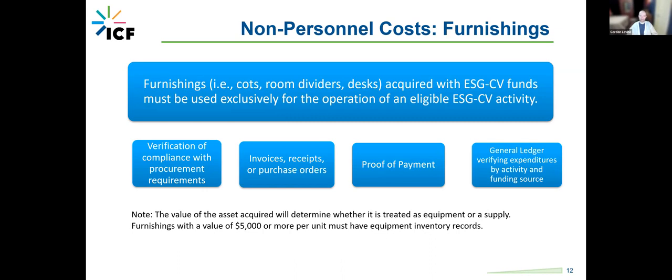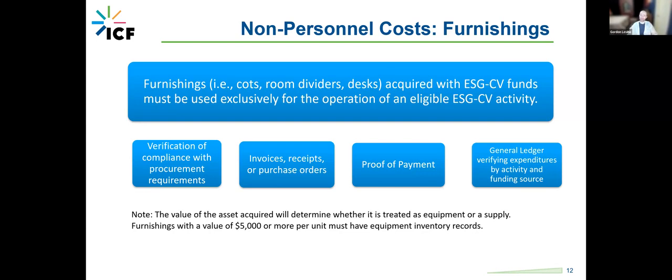So I want to linger momentarily on used exclusively for the operation of an eligible ESG-CV activity. There is a strong tendency sometimes with funding sources like ESG to look at it and say, ooh, excellent, we can use this to fund our desks, or we can use this to fund our XYZ.